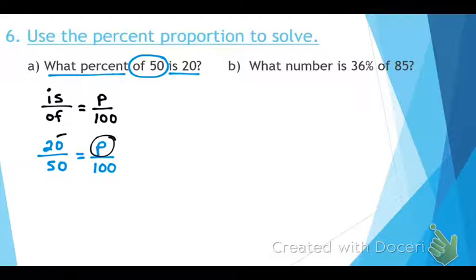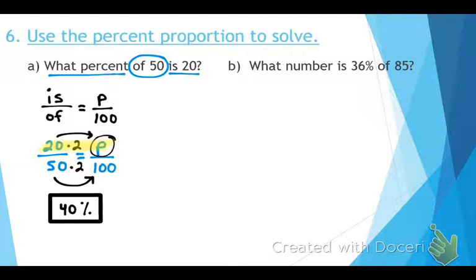I want to know what that P is, so I'm trying to work from getting the 20 to the P. How do I get from a 50 to a 100? Times 2. So mental math tells me I can multiply by 2 on the bottom, multiply by 2 on the top. So right here, 50 times 2 equals 100. If I do this up top, 20 times 2 equals 40. And remember, it says P, so I'm going to have it be a percent, so that just means 40%. So the final answer, 40%.